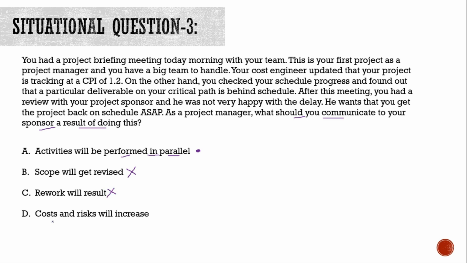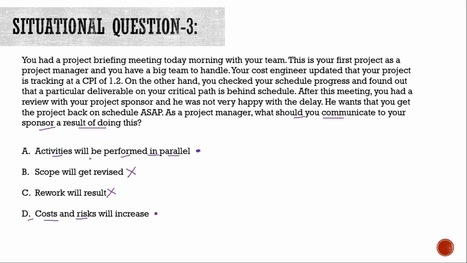Costs and risks will increase. That's option D. Okay, now this is also a possible option, guys, because whenever you do fast tracking or crashing or any kind of schedule acceleration, it always carries some risks and some costs with it. Okay, so we have eliminated option B and option C, and we are left with option A and option D.